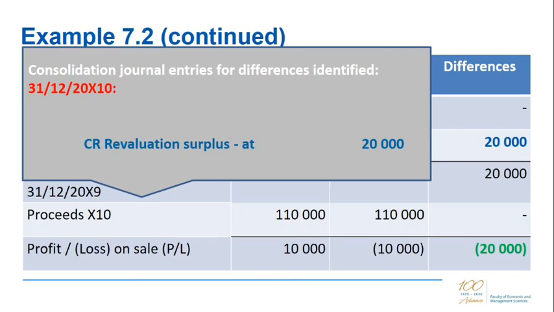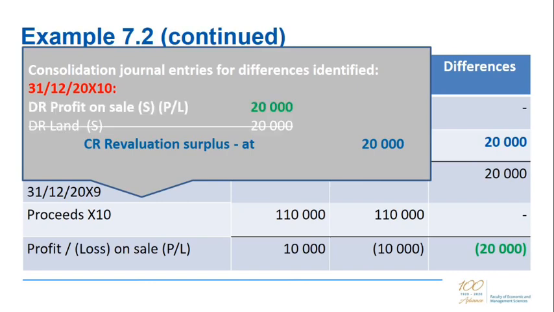To finalize this journal entry, the question you now have to ask is, what do I debit? And the debit relates to the other item in the subsidiary that's now different from what I wanted to be in the group. When we did example 7.2 initially, the debit was to the land of S that was undervalued. But now the land has been sold. So the debit can no longer be land of S. The land has been sold.